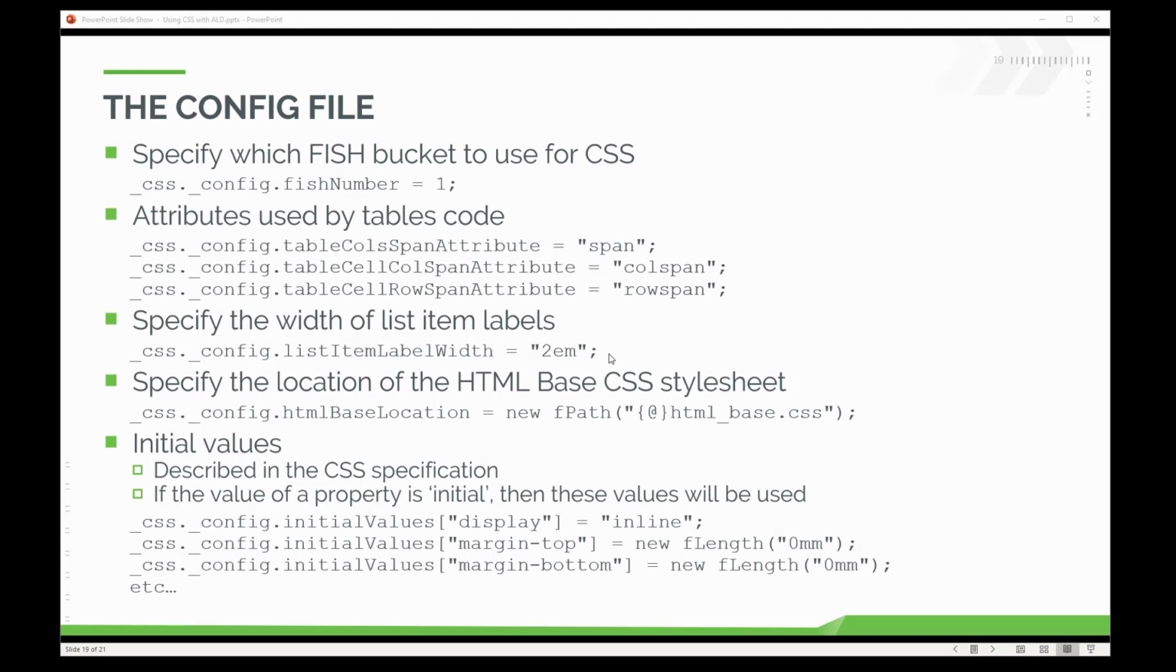Some more items which are set in the config file. There's the fish bucket to use. As you know, you have 5 buckets of fish variables. By default, the CSS uses fish number 1, but if that conflicts with some other fish variables that you're using inside your template, then you can reset that to something else, and it would use that.